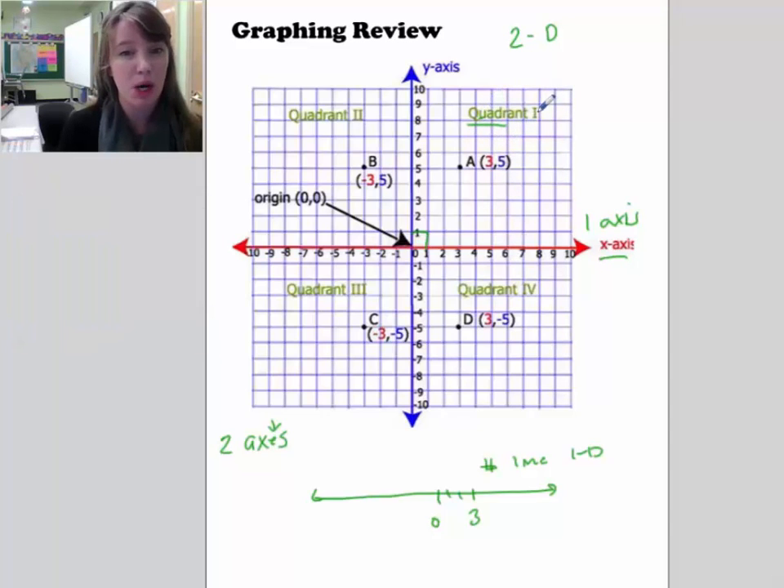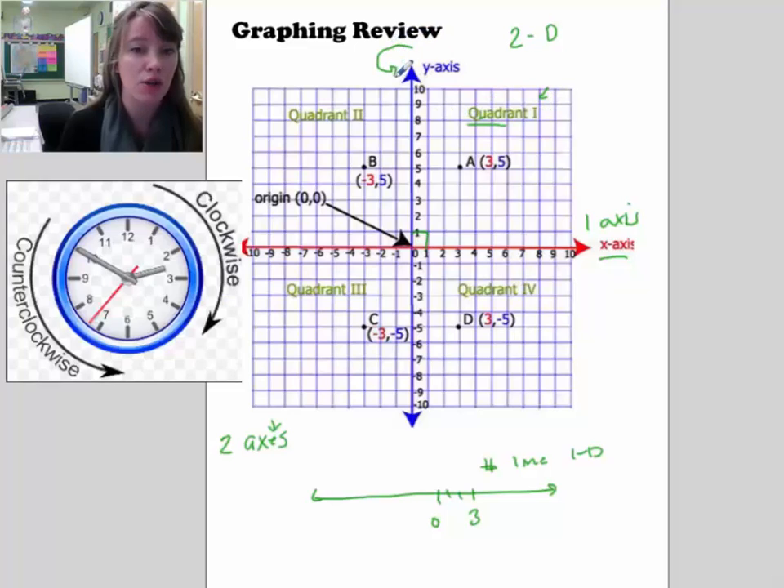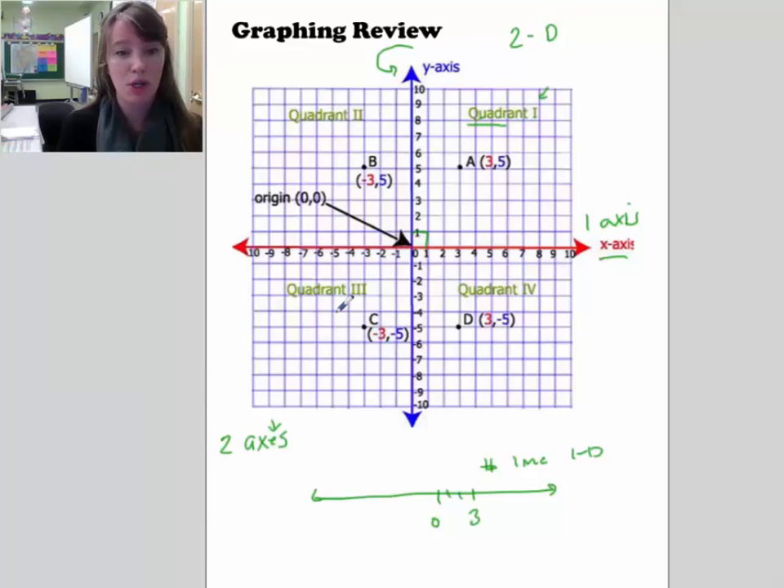We label this quadrant 1, and we label it with Roman numerals. Okay, and we go around in an anti-clockwise or a counterclockwise manner. We label them in a counterclockwise manner. So we say this is quadrant 1, quadrant 2, quadrant 3, and quadrant 4. Okay, again, note the Roman numerals here.